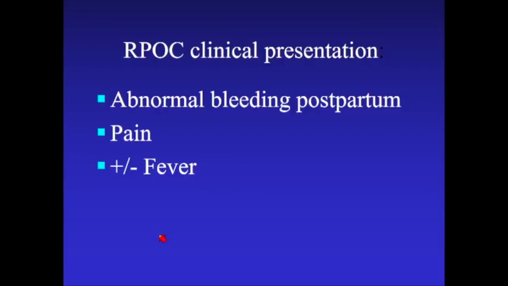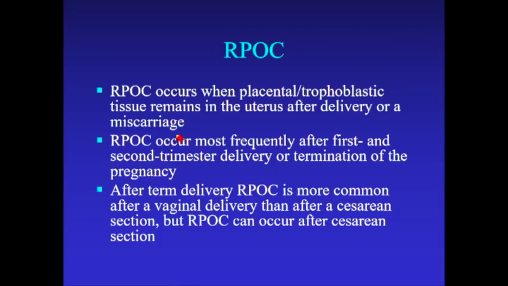So retained products is abnormal. The patients will typically present with abnormal bleeding postpartum, pain, and they may or may not have a fever. And part of the problem with retained products is that it can coexist with endometritis, and that's why the fever might be present. So it occurs, retained products, when there's placental or trophoblastic tissue in the uterus after delivery or miscarriage. It's actually most frequently after a first or second trimester delivery or termination of the pregnancy.